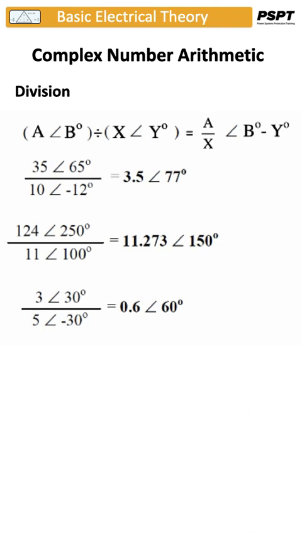In my last video, we went through the process of division, that is, dividing one phasor by another. In this next example, it's going to be a special form of division, but division nevertheless.